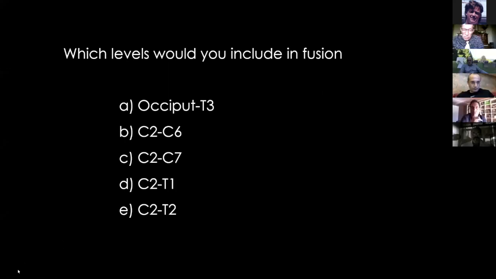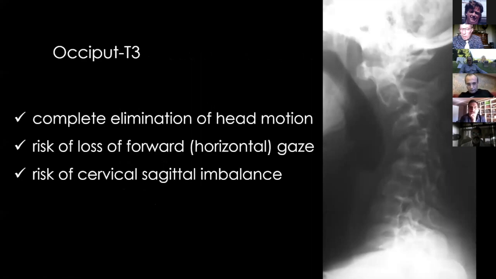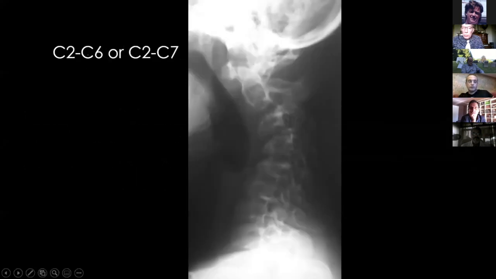I understand this, of course, because Occiput to C3 fusion is useless in this case. It carries many risks. First is complete elimination of head motion. Second is risk of loss of forward gaze or horizontal gaze, if you want, and risk of cervical sagittal imbalance. Let's take another possibility, C2 to C6 or C2 to C7, and let's see how it looks.